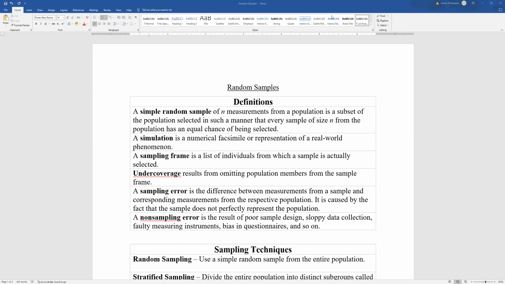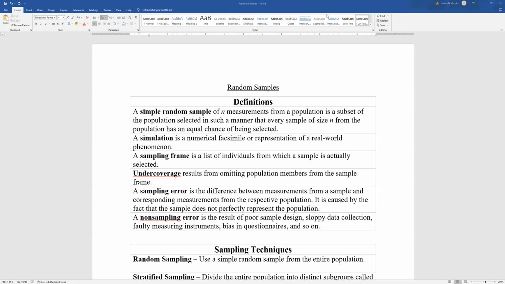A simulation is a numerical facsimile or representation of a real-world phenomenon. A sampling frame is a list of individuals from which a sample is actually selected. Undercoverage results from omitting population members from the sample frame. In other words, your sample will not represent your population well because the proportionality will be off, or we've omitted entire groups from the possibility of being picked.